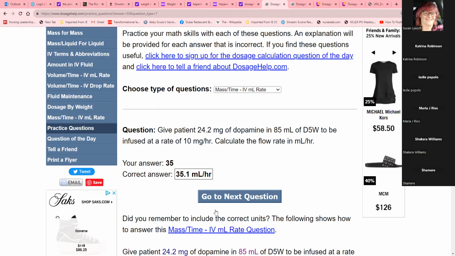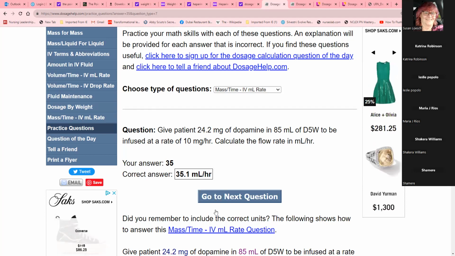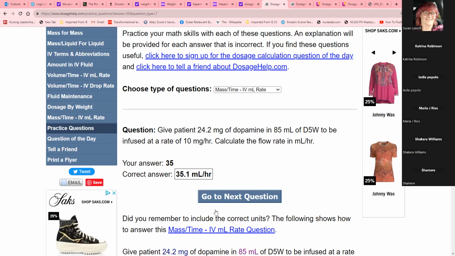Usually with our questions, we tell you what we want you to round. But this is dopamine. Dopamine is a critical care medication most of the time. This is a vasoconstrictor and it's extremely powerful. So with these, you probably are going to want to round to the nearest tenth because you don't want to overmedicate the client. Sometimes even to the nearest hundredth, depending on where you're working. If you're in ICU, it could be to the nearest hundredth for these. So you might see somebody ask you to round one of these to the nearest hundredth or the nearest tenth.